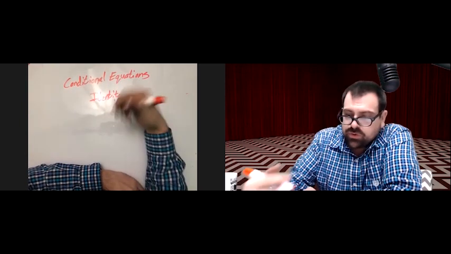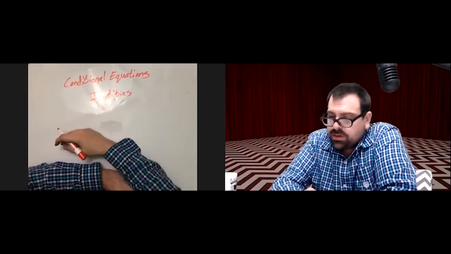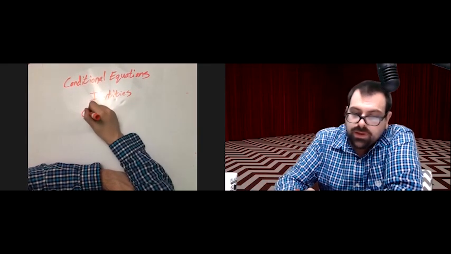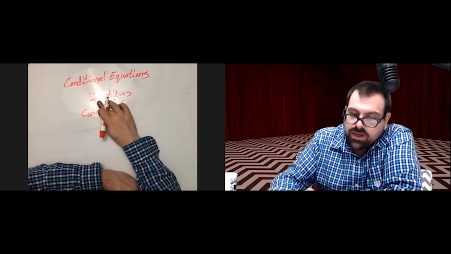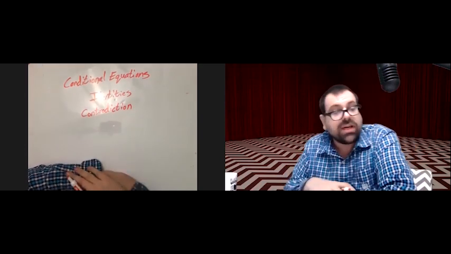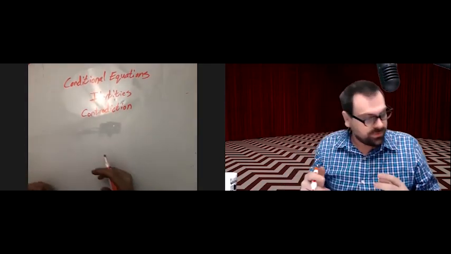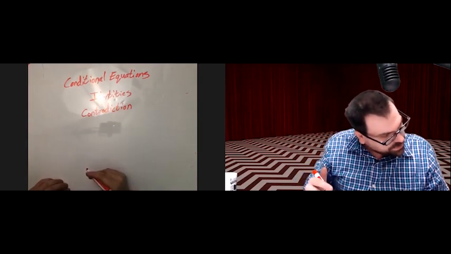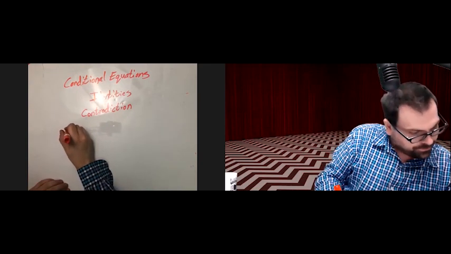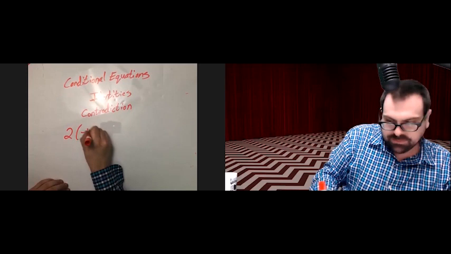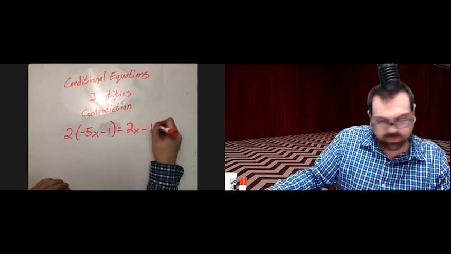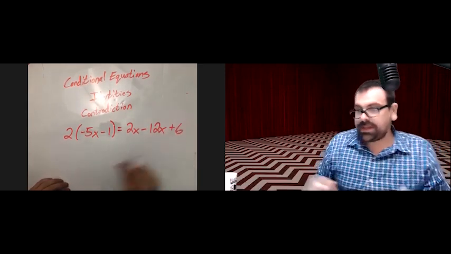Those are ones when we get a true statement at the end with just numbers, and they are always true. So all real numbers. The opposite of an identity is a contradiction. In other words, you'll get something that is never true. For example, 2 times (-5x minus 1) equals 2x minus 12x plus 6.